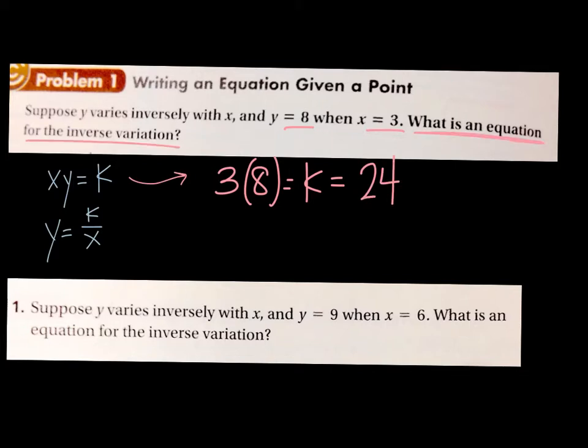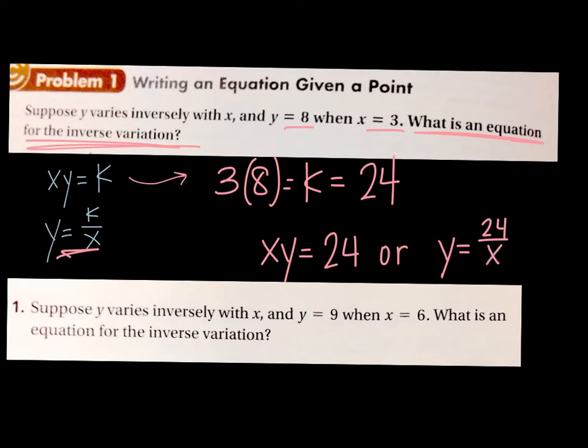Then they want to know an equation for an inverse variation, so we're going to say that the equation is going to be xy equals 24, or we could also use this one, y equals 24 over x. So your first step is to find k, and your second step is to plug k into the formula. So you're plugging into the formula twice. First you're plugging in x and y and finding k, and then you're taking the k and plugging it into the formula and leaving x and y in there.